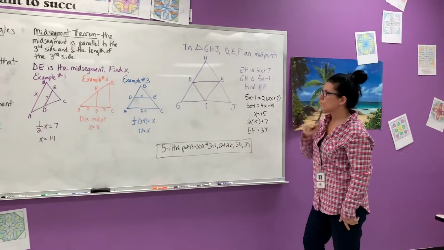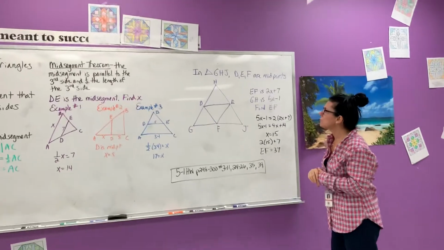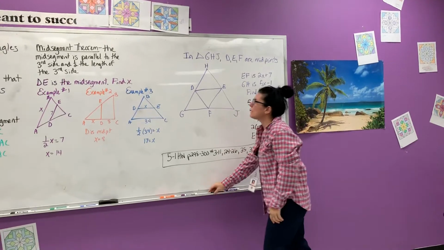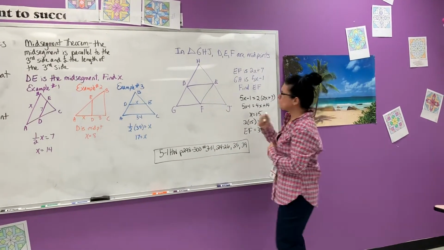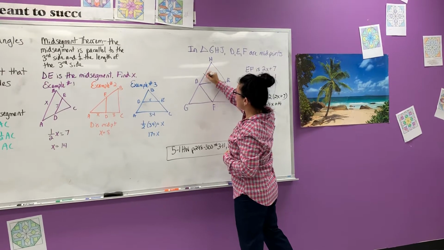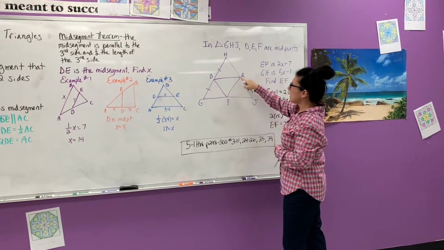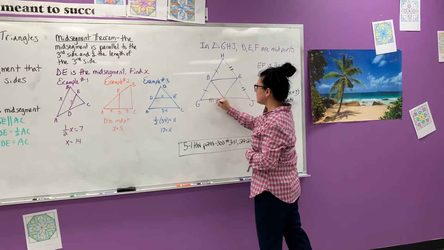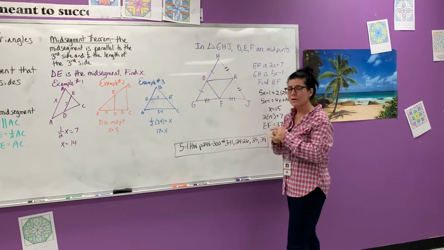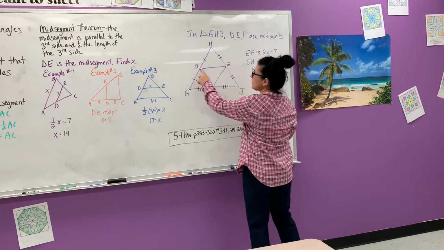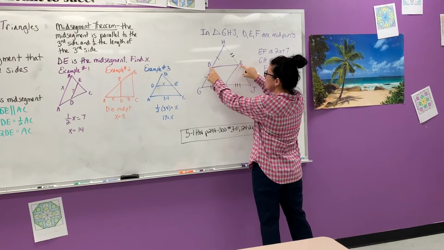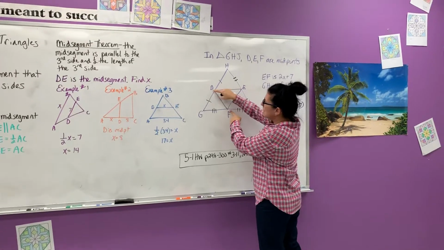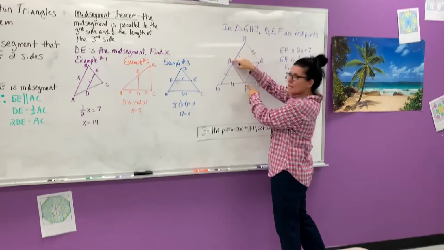This takes it a step further, of course, integrating some algebra into the examples. So in triangle GHJ, D, E, and F are midpoints. So that tells me a lot. If I know D is a midpoint, I know that these two segments are the same. E is a midpoint, these two segments are the same. F is a midpoint, those two segments are the same. But that also tells me a little bit more. Because this is a midpoint and this is a midpoint, I know I can call DE a mid-segment. Because F is a midpoint and D is a midpoint, I can say that FD is a mid-segment.